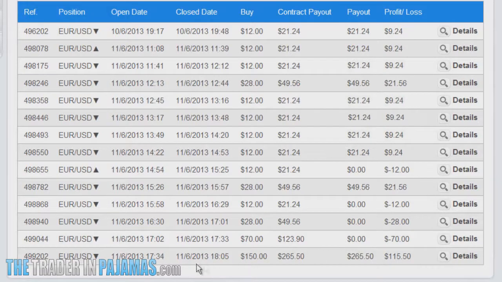That was a $150 trade. It was a put down trade, and this was the winning payout. We got $265.50, and that gave me an overall profit of $5.50. So what I'm going to do now is start all over again with step 1 and 2, and I'm going to submit my first trade of $12 all over again.